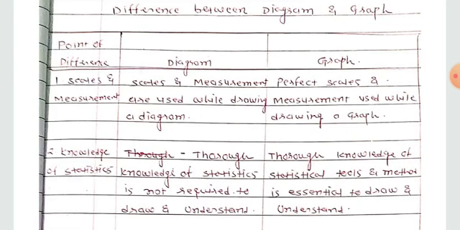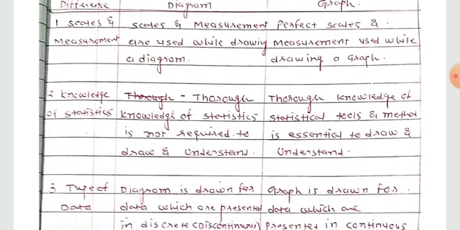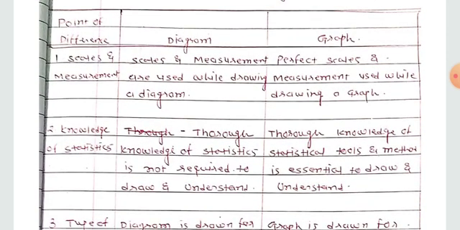Now let us start. The first one is point of difference. First is diagram and second one is graph. In point of difference, first point is scales and measurements. So as we discussed that in diagram, scales and measurements are used while drawing a diagram.